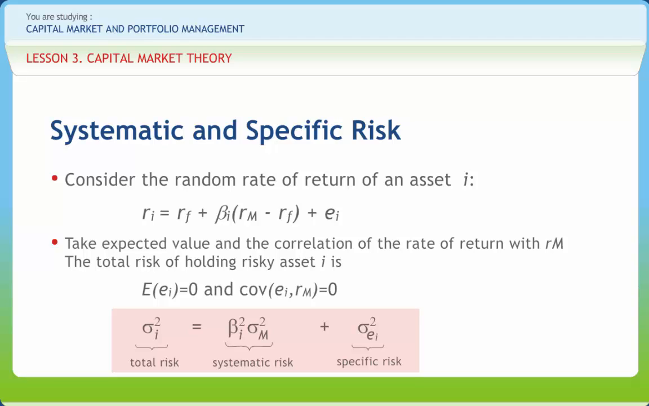Systematic risk is market-wide risk. Systematic risk, sometimes called market risk, aggregate risk, or undiversifiable risk, is the risk associated with aggregate market returns.